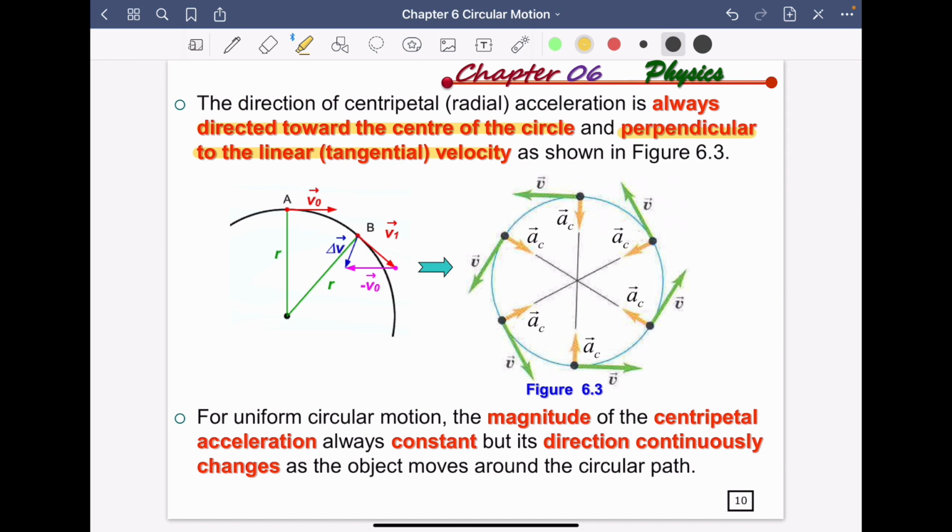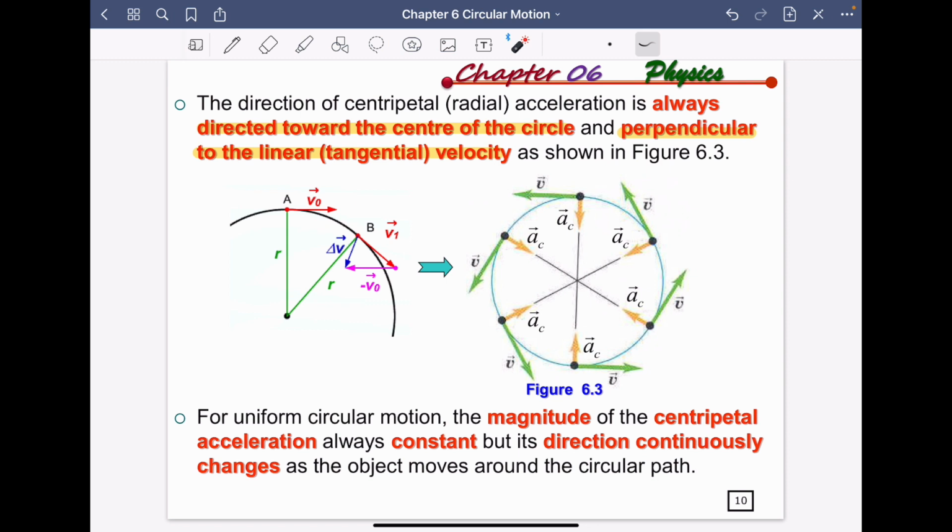Okay, kalau kita tengok motion and object, okay, this is a motion and object. Dia bergerak dalam circular path. Okay, so direction of AC is always directed to the center of the circle. So first of all, kita tengok circular path, so determine dulu center dia. So center mesti duduk di tengah-tengah lah. Okay, so AC ni dia always directed to the center and always perpendicular to the V. Okay, itu adalah point yang kedua untuk centripetal acceleration.